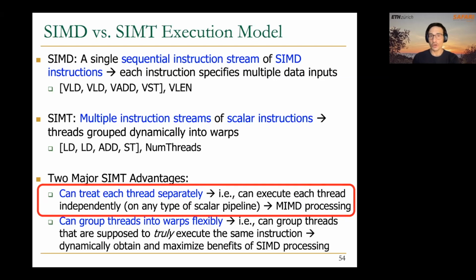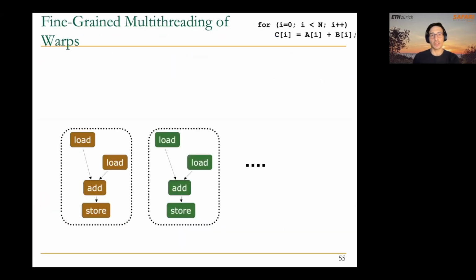So let's first talk about the first advantage. Remember that what the hardware is going to do is take the code written for threads and generate warps. And how are these warps going to be executed on the hardware? They are going to be executed in a multi-thread manner. So what that means is that the execution of warps is going to be interleaved onto the pipeline of the execution units.